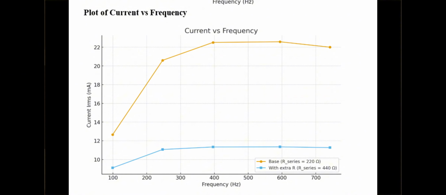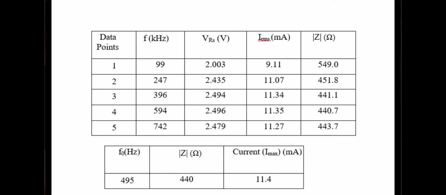In the second case, with the extra resistor, the resonance frequency stayed almost at the same place, but the minimum impedance became higher and the current peak became lower and wider. This shows that increasing the resistance doesn't move the resonance, but it reduces and smooths out the resonance peak, which is exactly the damping effect we want to observe.